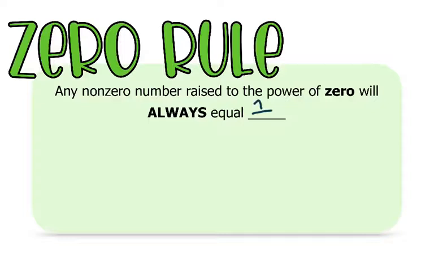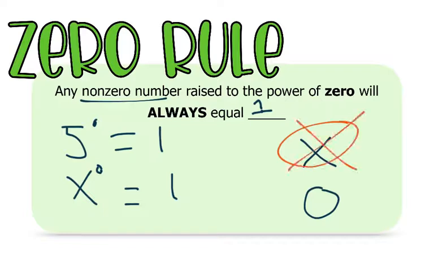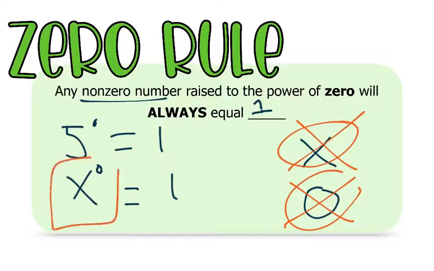The reason I say any non-zero number is because this does not work for 0. 0 to the 0 power is not going to be 1, but anything else will work. So, for instance, 5 to the 0 power, what does that equal? 1. Okay, x to the 0 power, what does that equal? 1. Things that will never equal, something like x or 0, these are wrong. These are not correct answers, and I know that's tempting, especially when we see variables like this one, to try and say that that equals 0, but it doesn't. It equals 1 just like everything else.